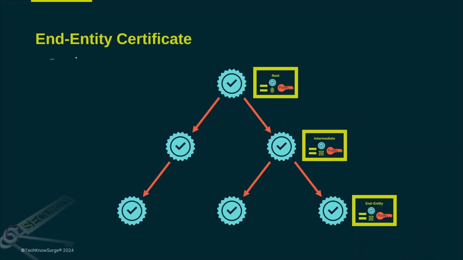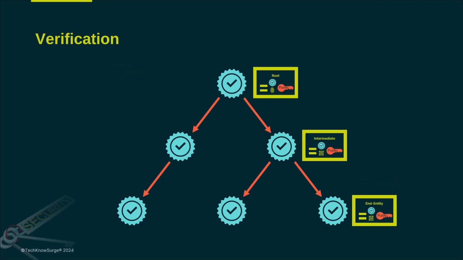Then there's an end entity certificate. The end entity certificate is what we're going to actually use on the service. So in this example right here, we're going to apply this end entity certificate for the TechKnowSurge website. And then that's going to be what's used on that website to verify that it's coming from the correct source.